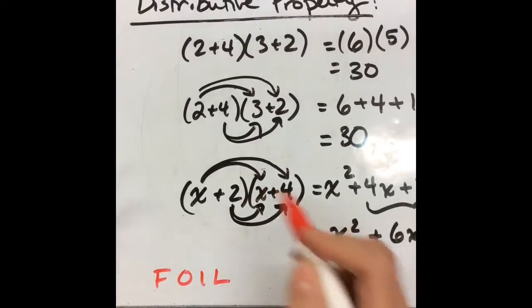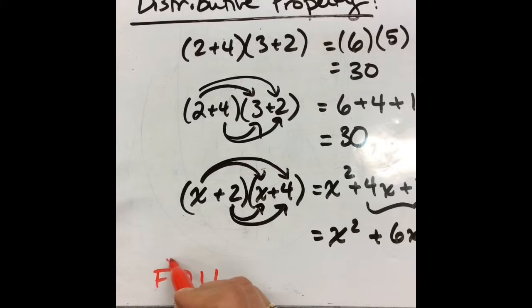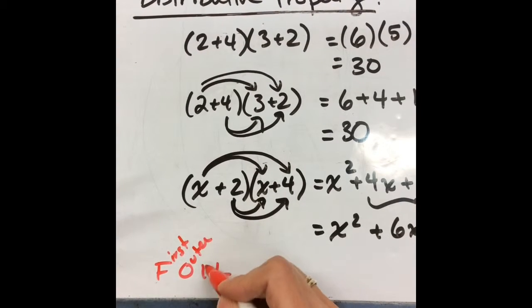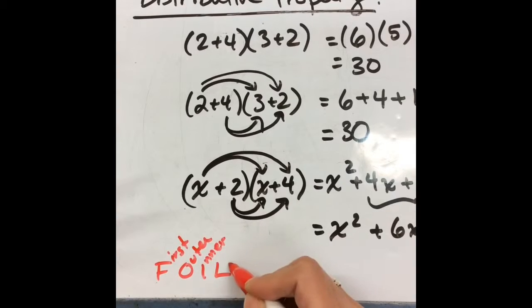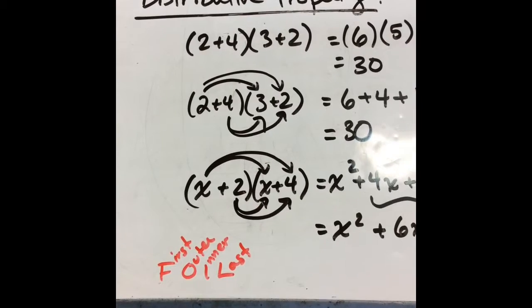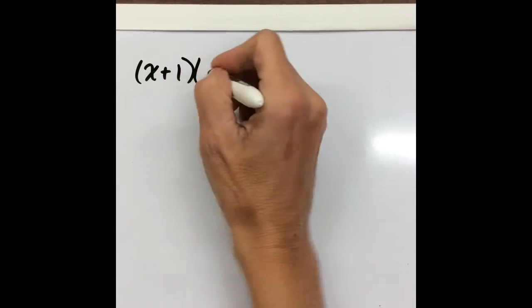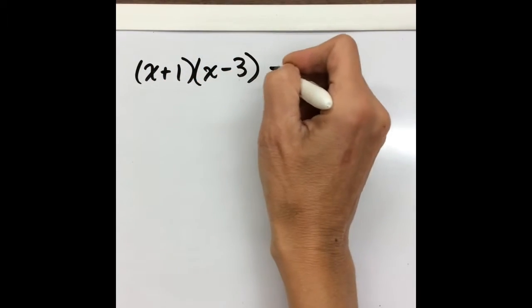FOIL stands for first, outer, inner, last. And I'll show you how that works. So for example, let's do another example. And so we're doing the FOIL method. So if I have (x plus 1) times (x minus 3).